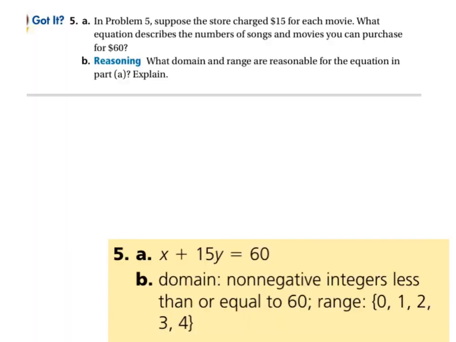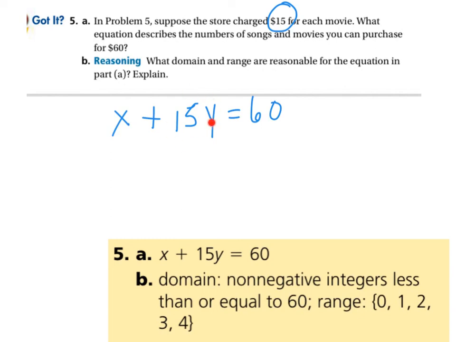Alrighty, so here we're changing the same problem a little bit. Instead of $12 for a movie, it becomes $15 for a movie. Songs are still $1. So our equation changes. It's still going to be 1x, because x is the number of songs, $1 per song. Plus now, though, it's $15 for each movie, up to your $60. So that's where we got the equation from. Obviously, your domain, your inputs, is non-negative integers, because you can't buy negative songs. So 0 through 60 is going to be your domain.